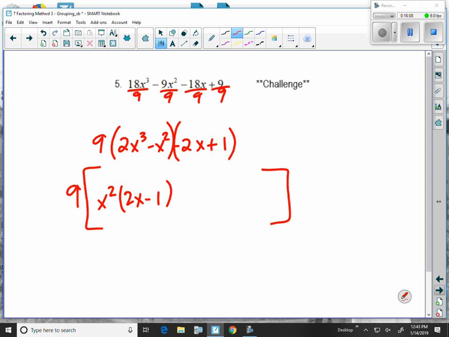Good. What's our GCF here? It'd be negative 1. If we just pull out a positive 1, I would have negative 2x plus 1 left, right? It doesn't change it. Is that the same? No, so that's going to be a negative. I need to pull out a negative 1.